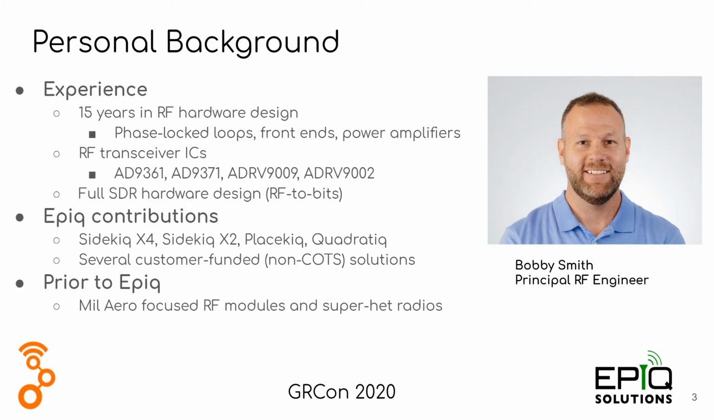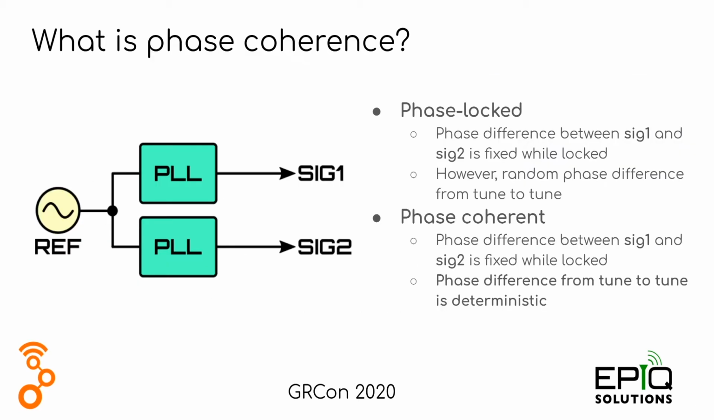My background here, I've been with Epic for 8 years now. We were quite a bit smaller when I started. Previous to that, I was working mainly in the DoD space. Some of the products I've worked on that you can find on our website are the Sidekiq X4, Sidekiq X2, Phase-coherent, which is a GPS card that we also sell, and a quadratic. And there's a lot of things I've worked on that are not commercially available, just for customers. We do some of that as well. So let's get right to it.